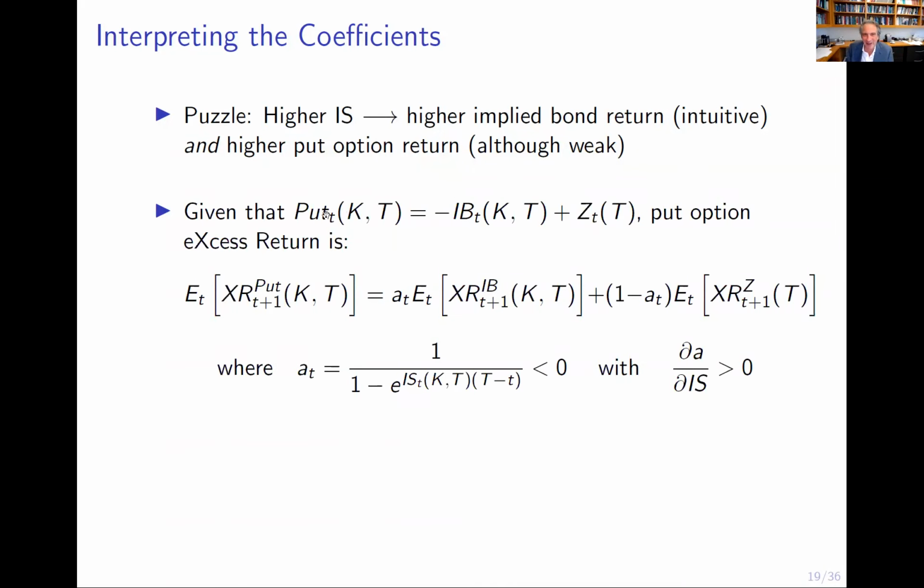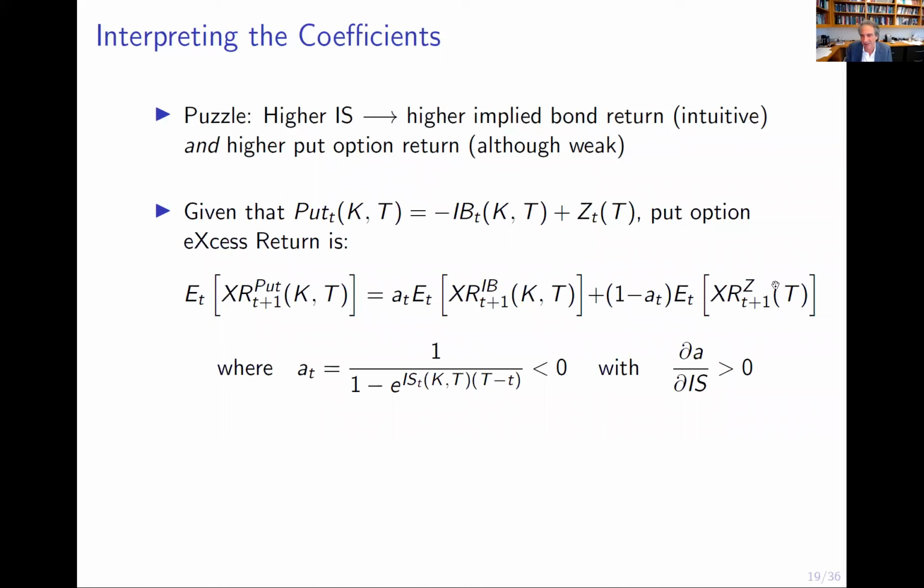If you remember, the put option can be rewritten as minus the implied bond plus z. So one is long, the other is short. They have different signs. It's weird that if you run the regression, both of them get a positive sign. So we were puzzled by that. It's going to become important later. After you think about it, it's not that puzzling. The fact that a higher implied spread implies higher expected returns on implied bonds is intuitive, so what's going on with put options?